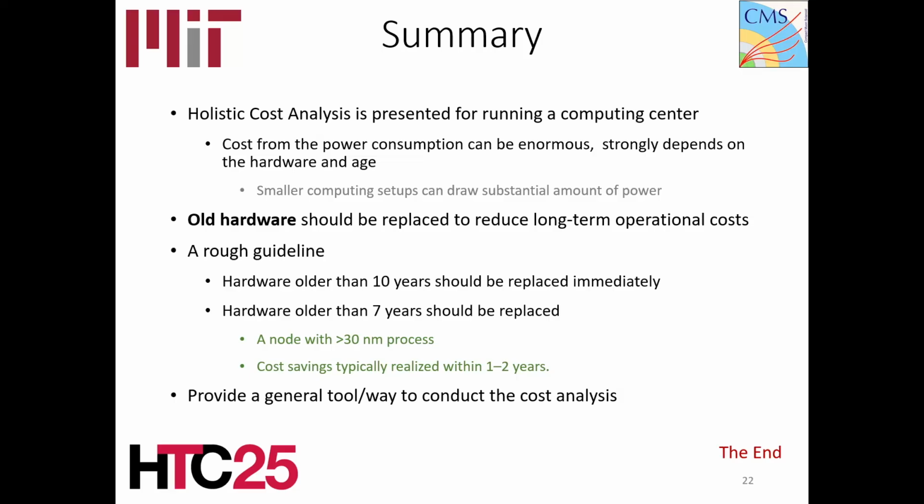The other one, just out of curiosity, do you as CMS see the power bill? I mean, do you guys pay for it or does the university pay for it?